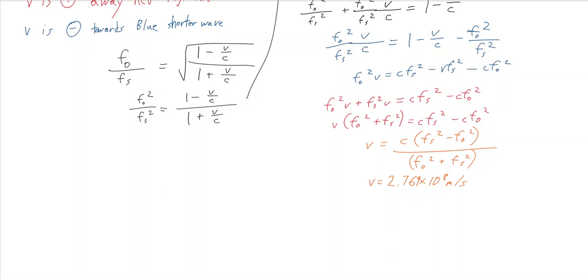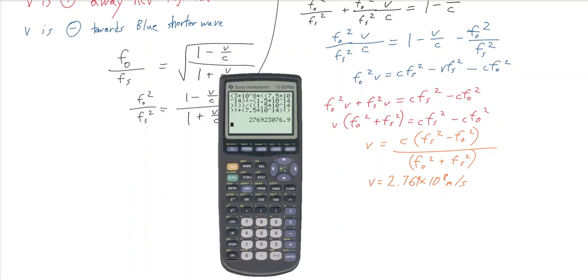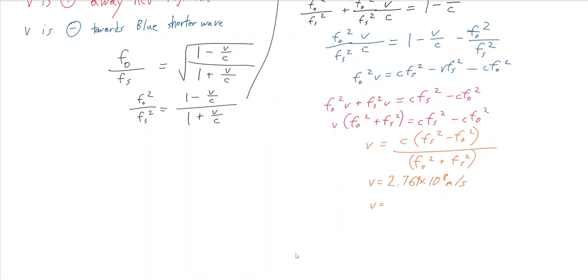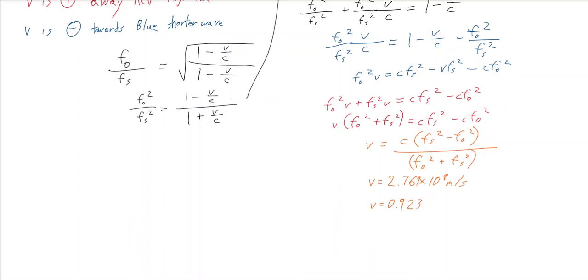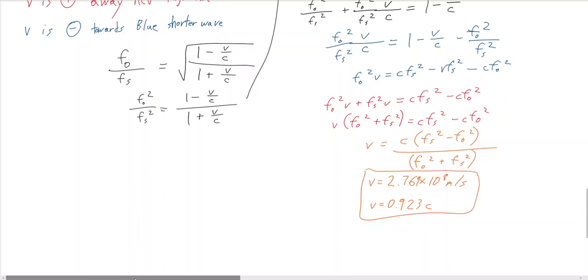And oftentimes, when it comes to numbers this big, we usually will take those numbers and have them as a fraction of the speed of light. So if we put in the speed of light down here, divided by the speed of light, you can see that we'll get a fraction of the speed of light, which is 0.923. So v equals 0.923 c. So both of those answers would be fine and correct.